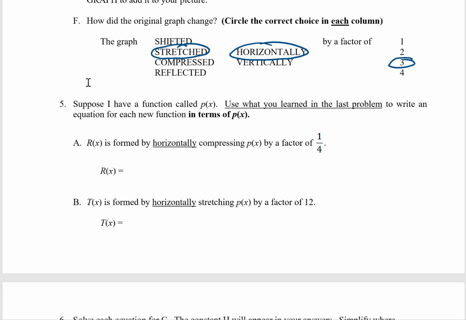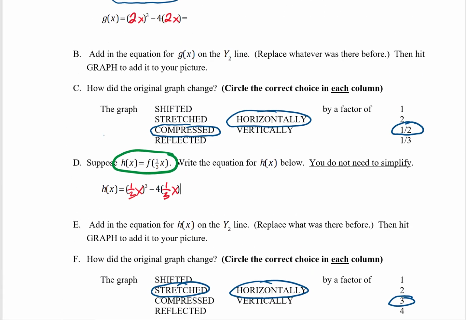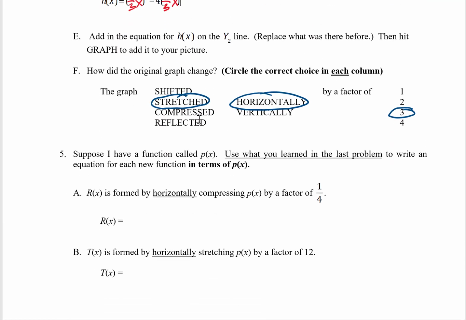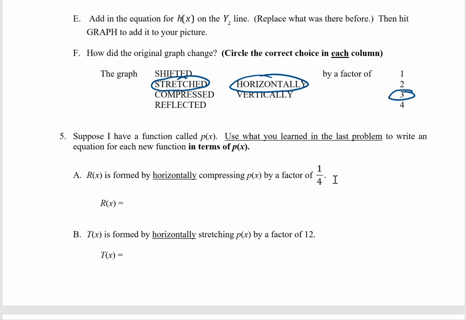Okay, the first example, r of x is formed by horizontally compressing p of x by a factor of 1/4. Now, the one that was the horizontal compression is the one that was up here, and the way we got a compression of 1/2 was by having an inside multiplier of 2. In other words, by using the reciprocal. So if I want to have a compression by 1/4, a horizontal compression, I'll have to use an inside multiplier of 4, the reciprocal. This would be p of 4x. That would be the answer.